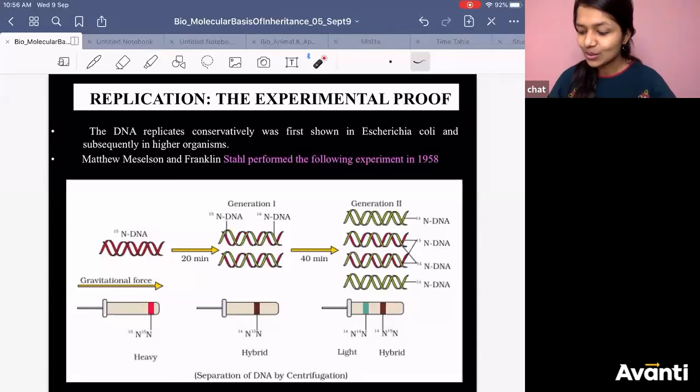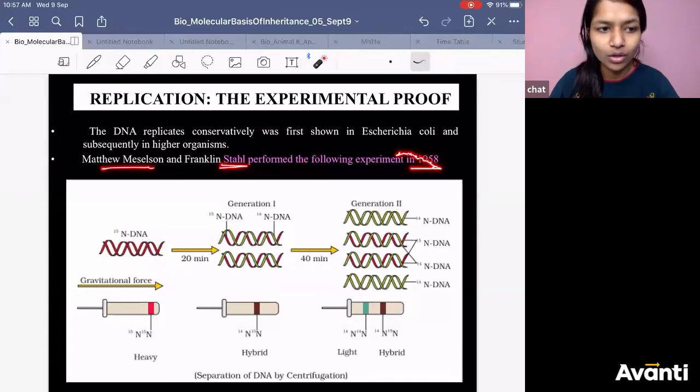All right. So this was done on Escherichia coli. Obviously, always our experiment material most of the time is what? Escherichia coli. It was done by Meselson and Stahl in the year 1958. So what was the experiment all about? The experiment was to prove the semi-conservative nature of DNA replication, that DNA replication happens semi-conservatively. Okay? So now we are going to see what exactly happens.